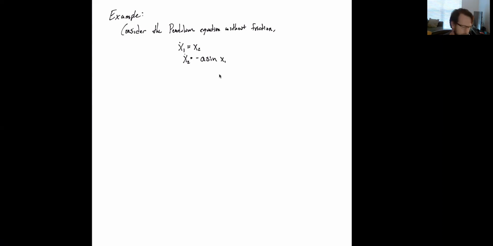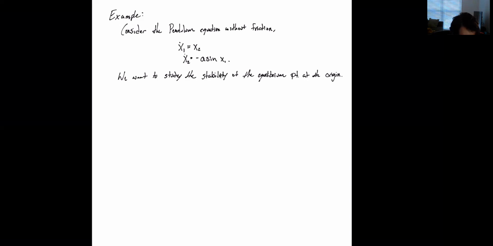And then a is the gravity term, right? So what we want to do is study the stability of the equilibrium point at the origin.